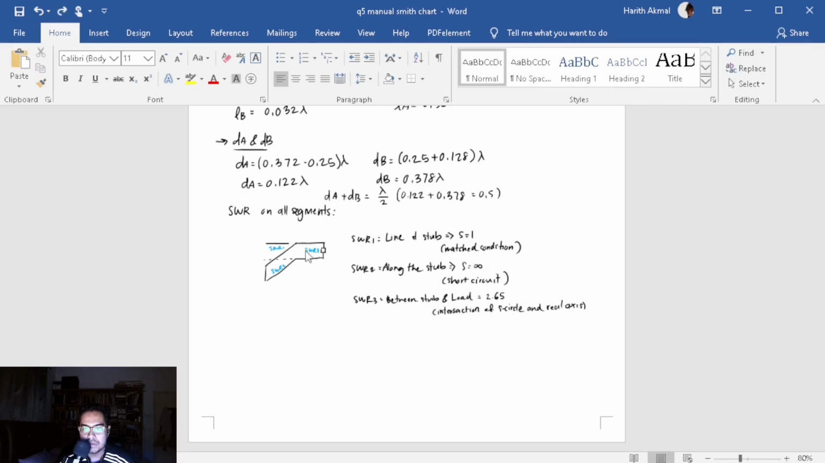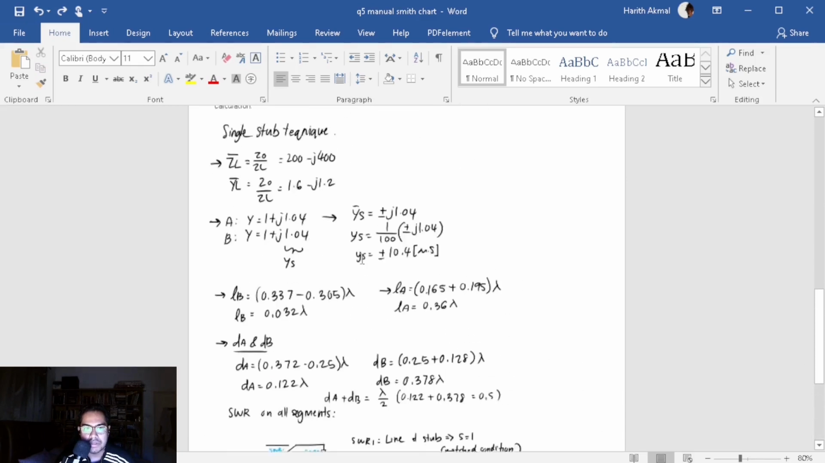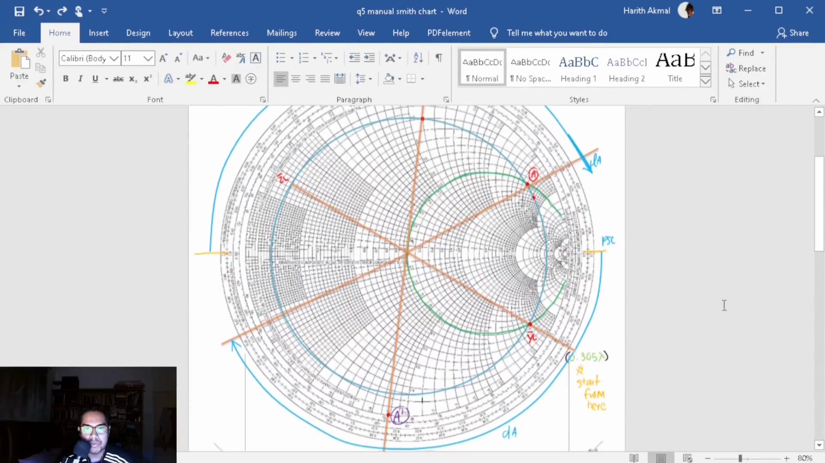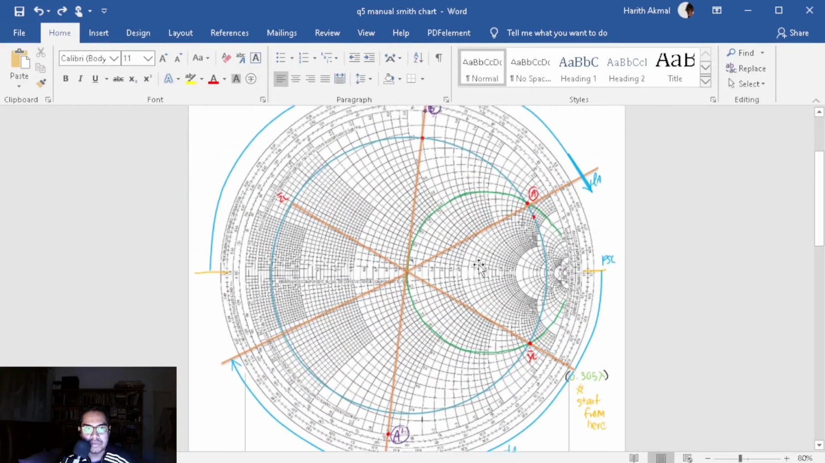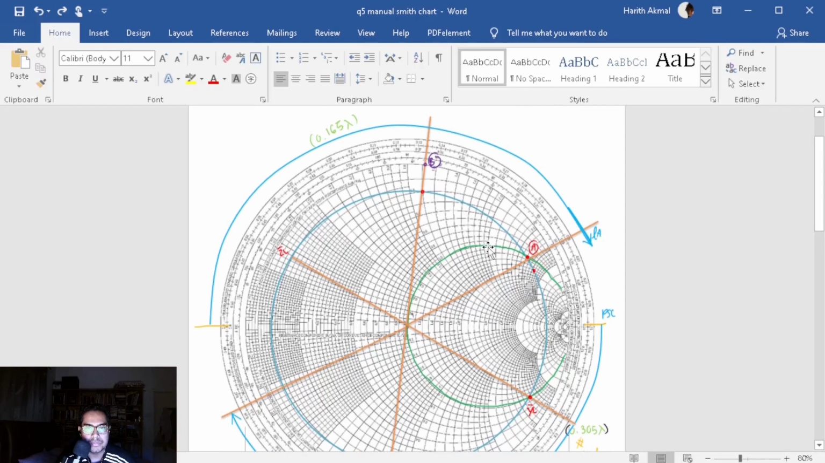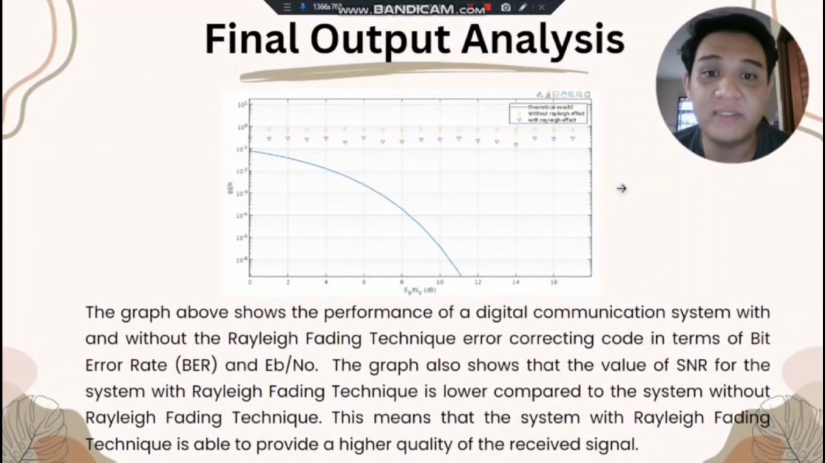This one we can just find from reasoning by looking at the Smith chart, and this is the intersection of the S circle and the real axis. So that is the result from the manual calculation from me. Thank you. Okay, my name is AKMAL IBRAHIM.